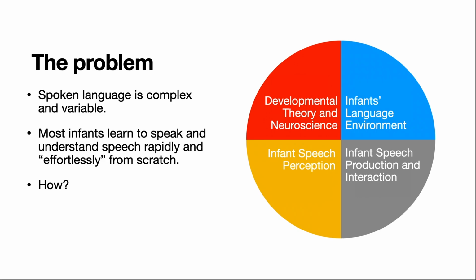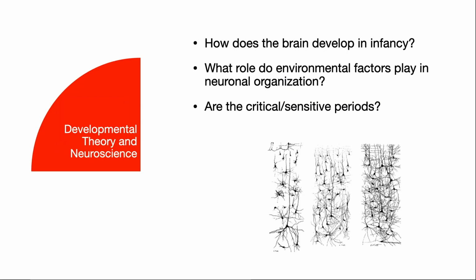Words in speech don't have silences or spaces between them like they do in text. So even figuring out where words begin and end could be a challenge. Nevertheless, most infants learn to speak and understand in a seemingly effortless way, really quickly from scratch. So the overarching question is, how do infants do this? To understand this, we'll be focusing on 4 different sub-areas or modules.